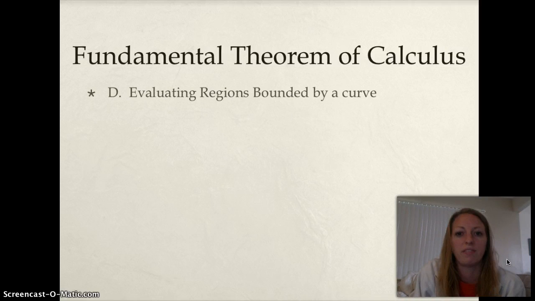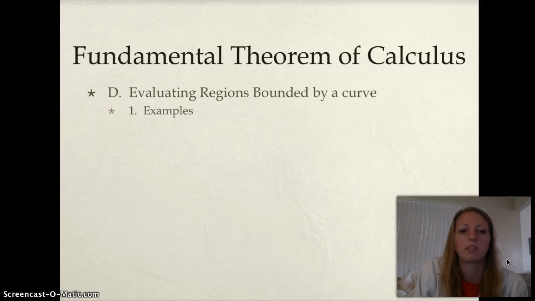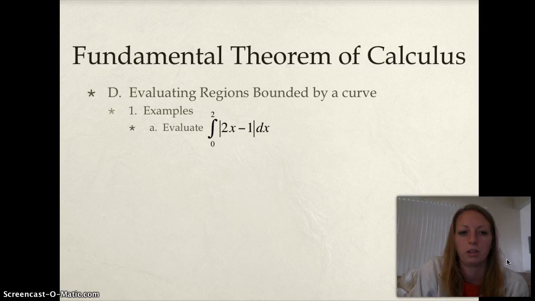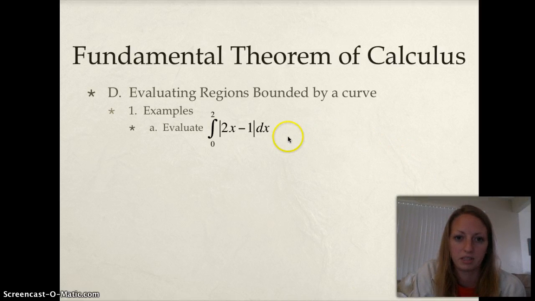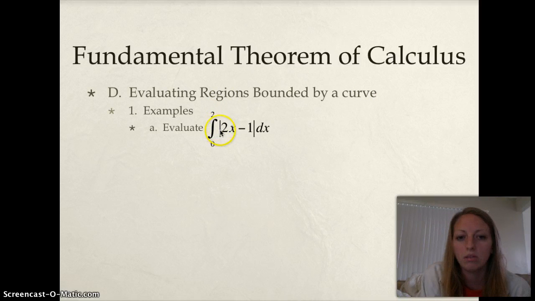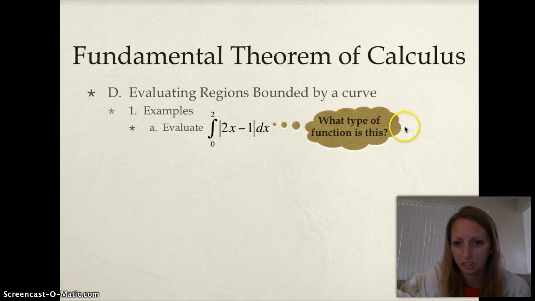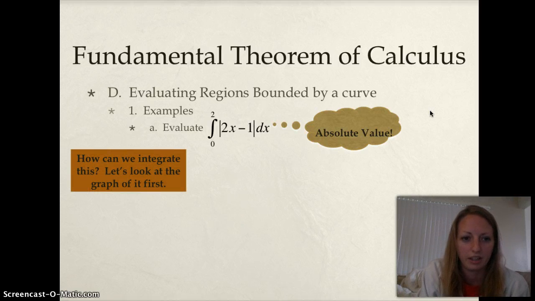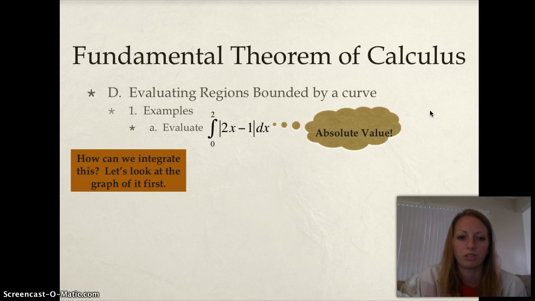Okay. So evaluating regions bounded by a curve, which is what we have been doing. However, this time it's going to give you more of an equation. It's not going to set up the integral for you. This one is the most challenging one we will do, so just stay with me. The other ones are more straightforward. So it says evaluate the absolute value of 2x minus 1 dx from 0 to 2. The absolute value. So again, what type of function is this? It's an absolute value function. So when we integrate it, we have to follow different rules than what we normally would.